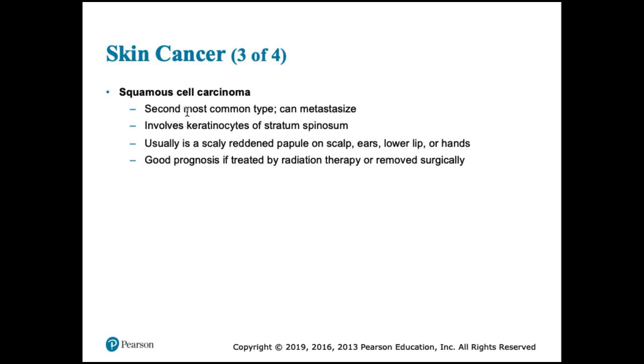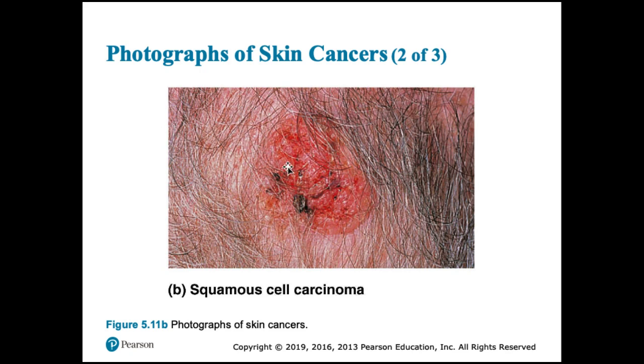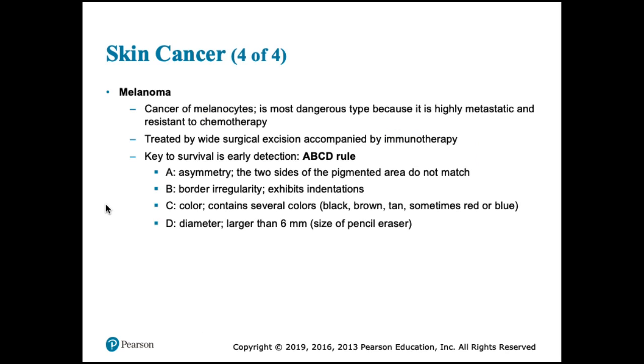Squamous cell carcinoma is the second most common type, and it can metastasize. So it involves the keratinocytes of the stratum spinosum, and it's usually a scaly reddened papule on the scalp, the ears, the hands, the lips, things like that. Good prognosis if you treat early by radiation therapy or if you remove them surgically. And this is what that squamous cell carcinoma looks like. So you see it looks very different from the basal cell carcinoma we just saw, but radiation and or removal by cutting it out is a methodology to get rid of it.